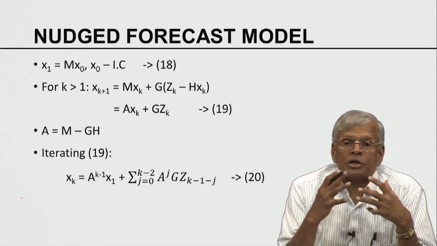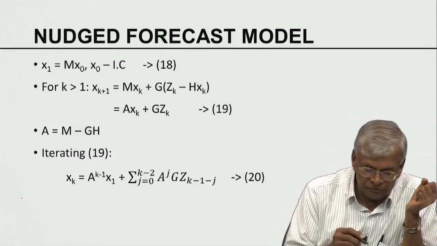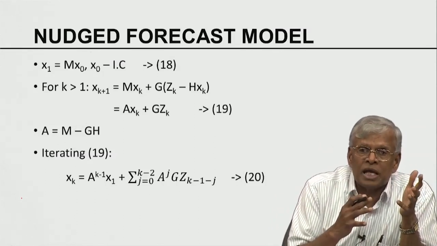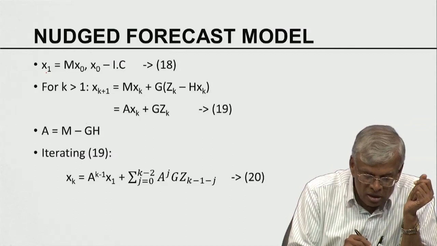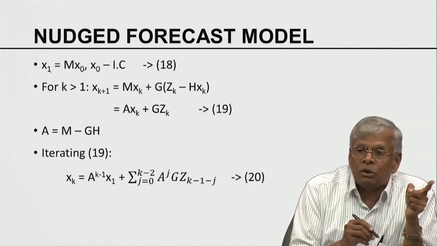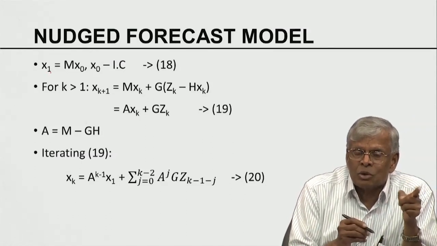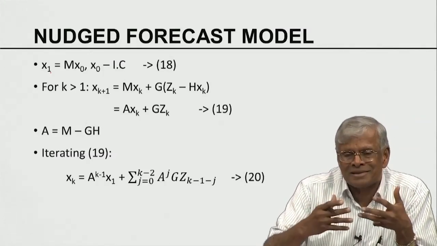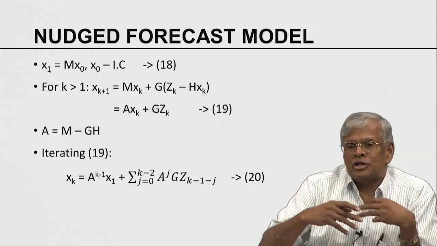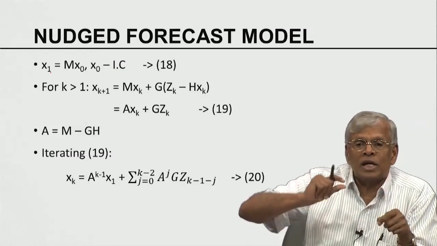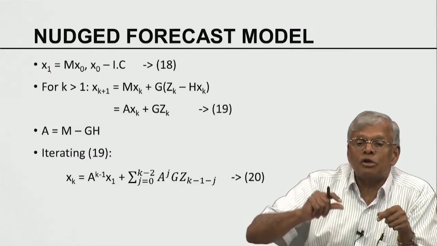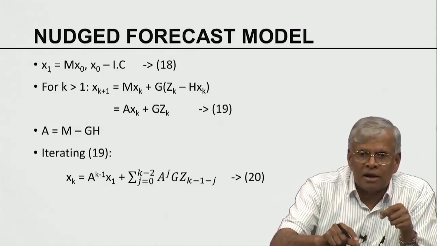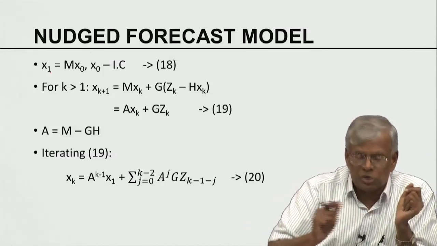So I am now going to talk about the nudged forecast model. In the previous case, we talked about the unknown true forecast model. M may not be equal to M bar, which means there is a model error. So what is it that I am now going to talk about? I would like to simultaneously arrange G such that it not only corrects for the model error, it also corrects for the initial condition error. So I am trying to kill two birds in one stroke.